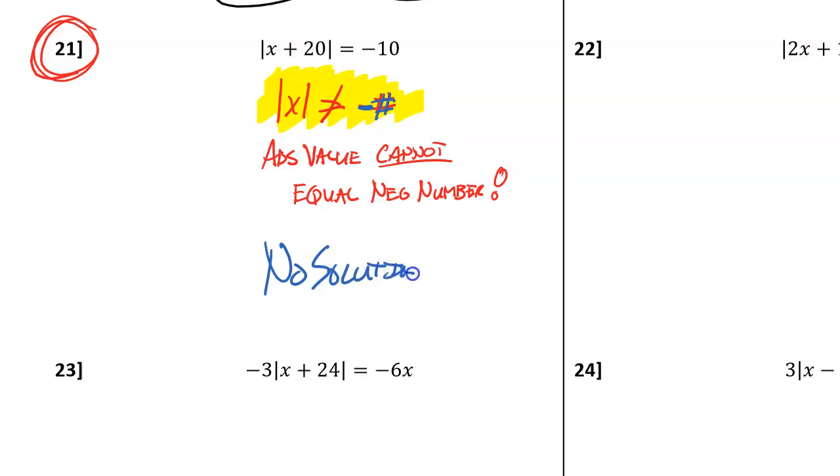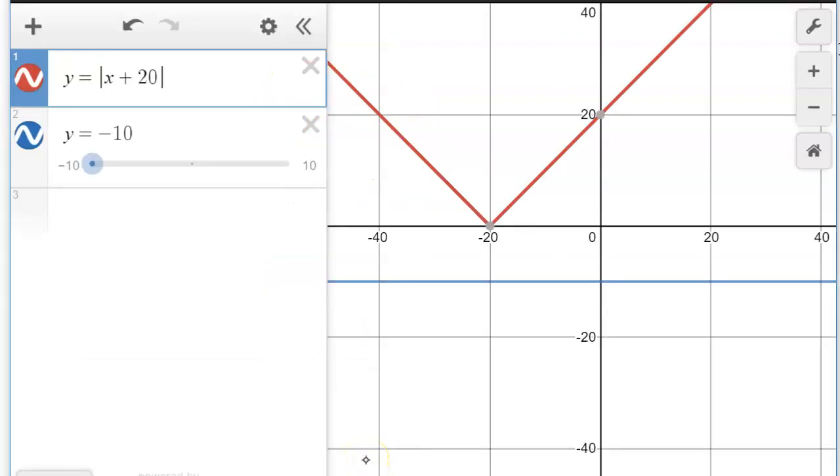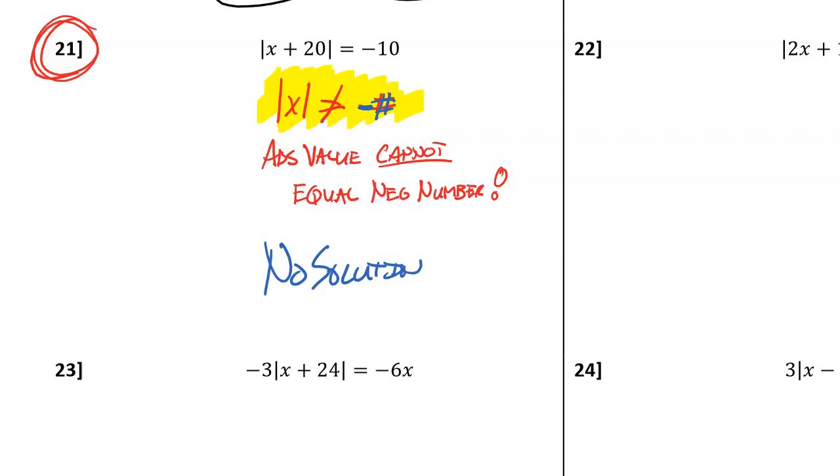We see it from our graph. They're never going to intersect. We see it from the algebra. Now, we must state this in terms of an answer. We can't just leave a bunch of blank space and say, oh, no solution. We must go ahead and provide our reasoning here. Just simply writing "absolute value cannot equal negative number" is enough. Make sure we're going ahead and doing that.